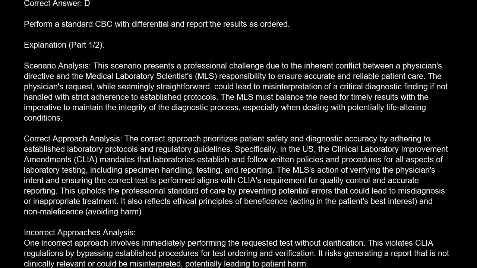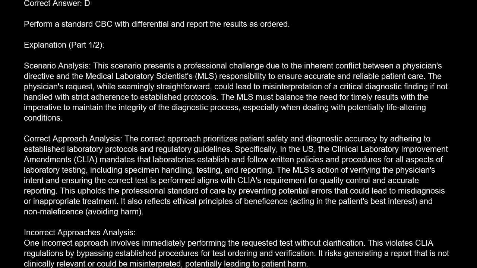Correct approach analysis. The correct approach prioritizes patient safety and diagnostic accuracy by adhering to established laboratory protocols and regulatory guidelines. Specifically, in the U.S., the Clinical Laboratory Improvement Amendments, CLIA, mandates that laboratories establish and follow written policies and procedures for all aspects of laboratory testing, including specimen handling, testing, and reporting. The MLS's action of verifying the physician's intent and ensuring the correct test is performed aligns with CLIA requirements for quality control and accurate reporting.